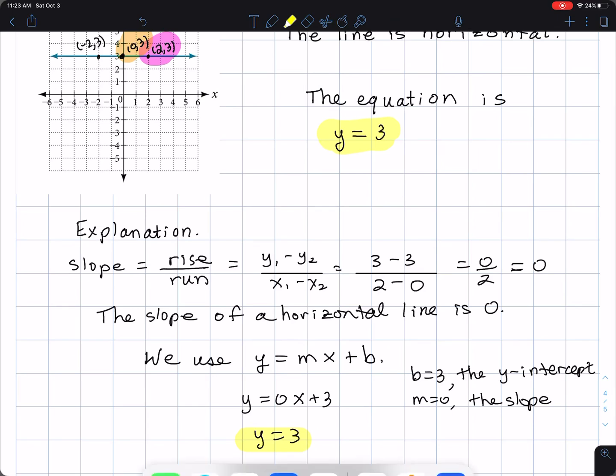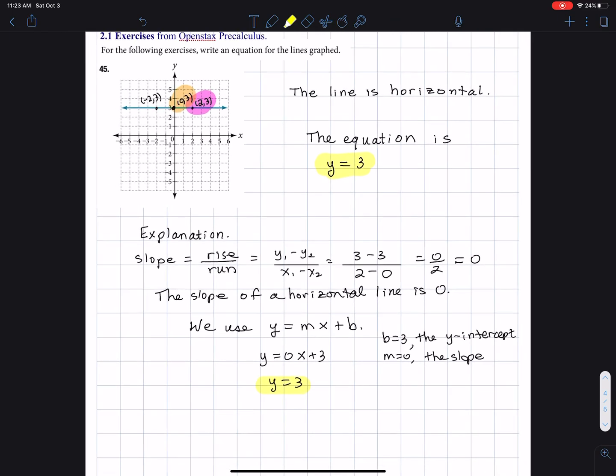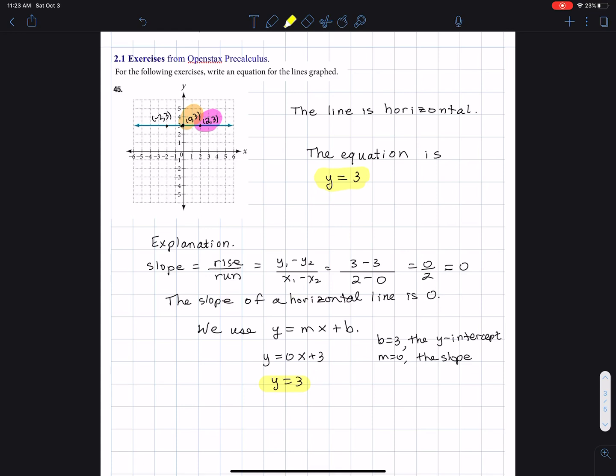But what we should do is just say, okay, here we have a horizontal line. The equation is y equals a number. And what number? The number is the y coordinate for all the points on the horizontal line. Okay, so that's all.